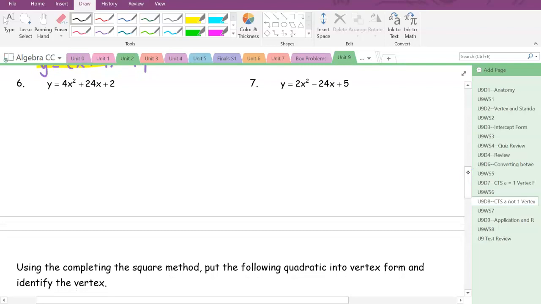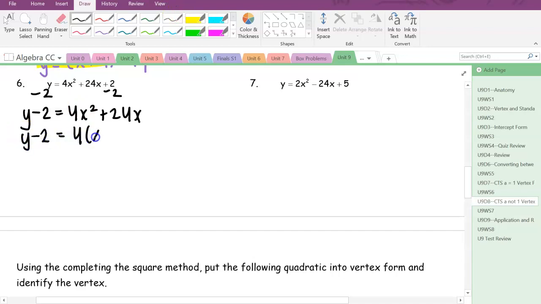All right, first thing we're going to do is we are going to minus our 2 over. Next, we are going to factor out our 4, which is our a value in front of x squared. Make sure you divide that 4 out of the 24 as well. So that's going to be a 6x. Leave yourself a space because now we're going to complete the square. Take this new b value, divide it by 2, and square it. And that is a plus 9.